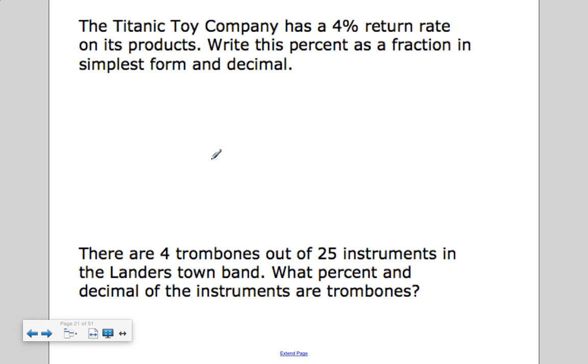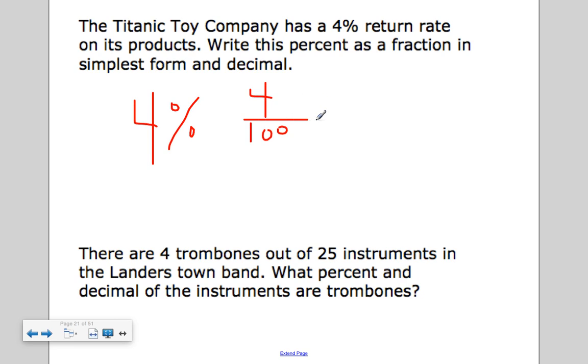So, for example, the Titanic Toy Company has a 4% return rate on its products. Write this percent as a fraction in simplest form and a decimal. So the percent is 4%. What's the definition of a percent again? It's a ratio that can be written per 100, out of 100. So this means 4 out of 100. So this is our percent, and this is our fraction.